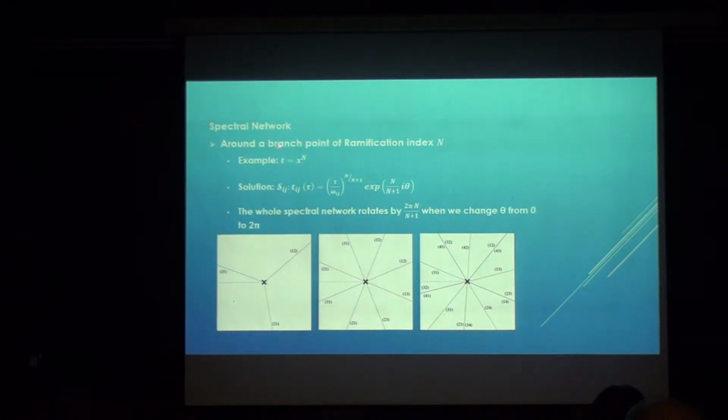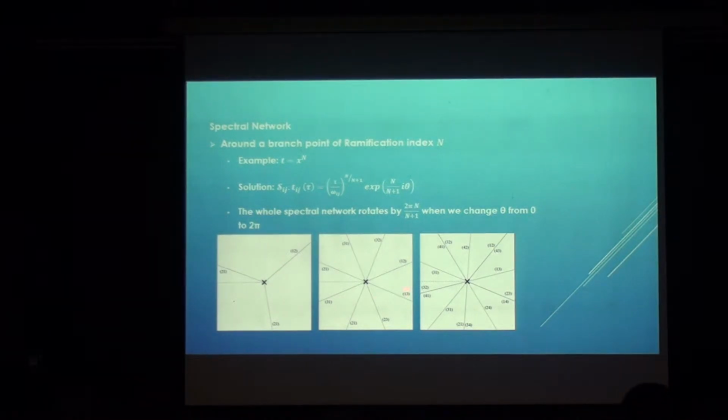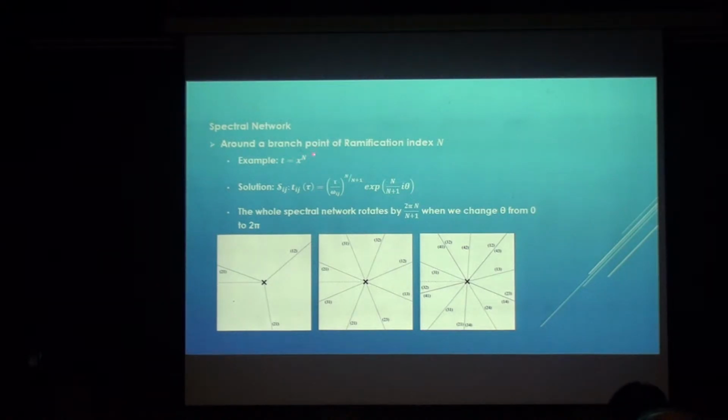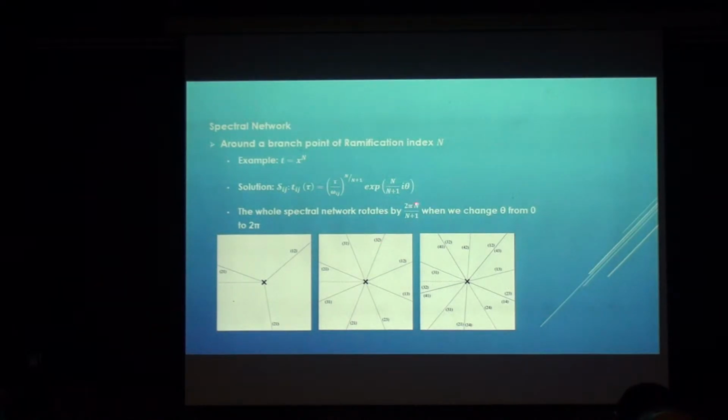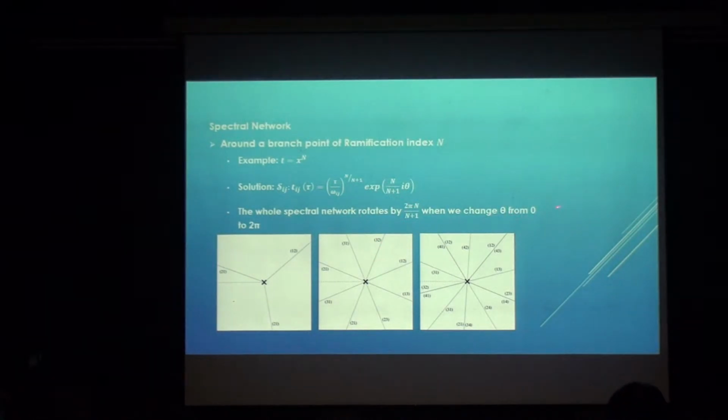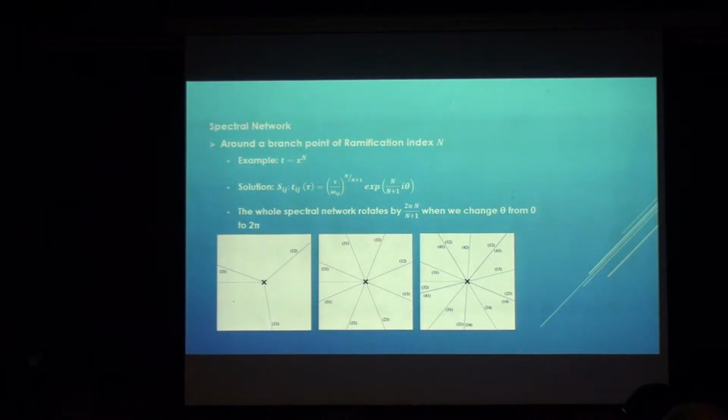So in general, around a branch point of ramification index n, we start from the branch point and more S-walls come out. The total number is determined by the ramification index n. The whole spectral network rotates only by this angle when we change theta from 0 to 2 pi, which is determined by the solution here.